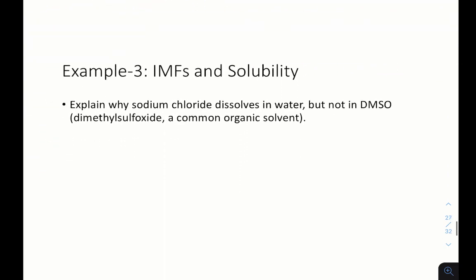Let's explain why sodium chloride dissolves in water, but not in DMSO, which stands for dimethyl sulfoxide and is a common organic solvent that you will encounter both in biology labs and chemistry labs. So stop, write down your answer, and maybe it helps to know the structure of DMSO. Usually it's drawn like this. Don't worry about the Lewis structure, just this is it. So go ahead and consider this question.